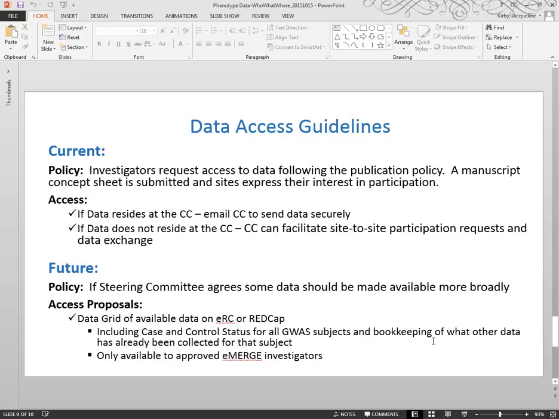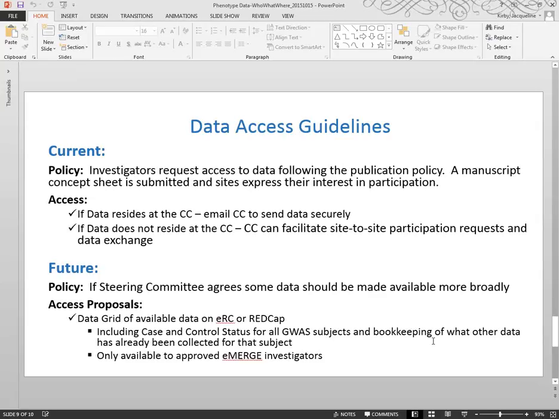And then finally, if this phenotype data doesn't actually reside at the Coordinating Center, which you can imagine, there is a lot of data that wasn't mentioned on these slides, but in addition, most of these data were, well, actually all of the data was collected at one time. And so in terms of refreshes of the data or getting more updated versions of this, the Coordinating Center wouldn't have that. But the Coordinating Center can facilitate the site-to-site participation request and data exchanges.